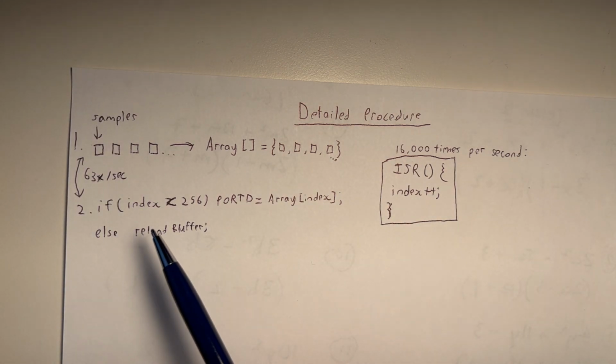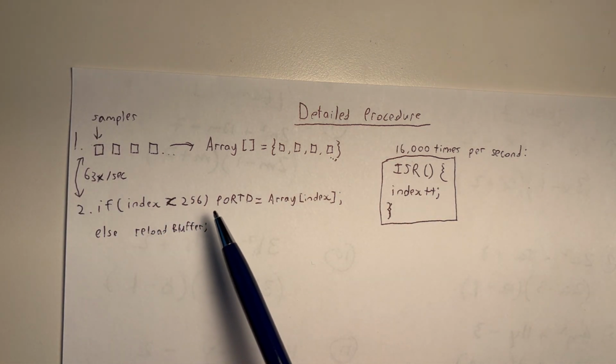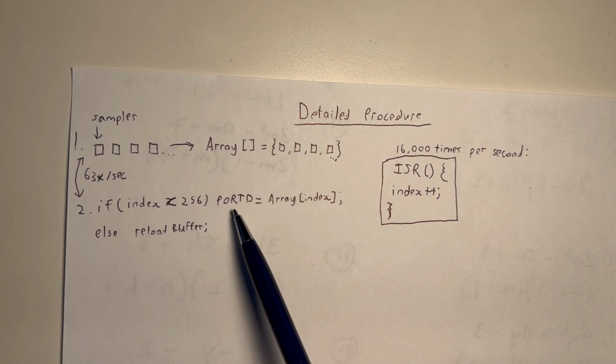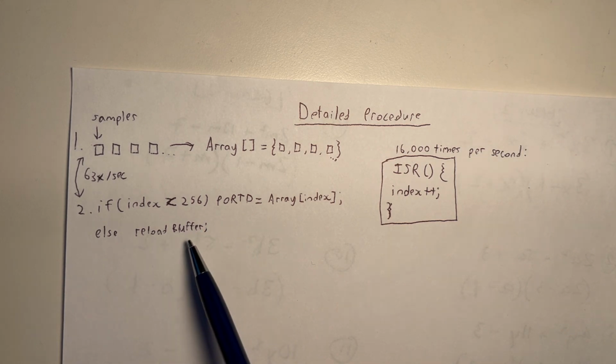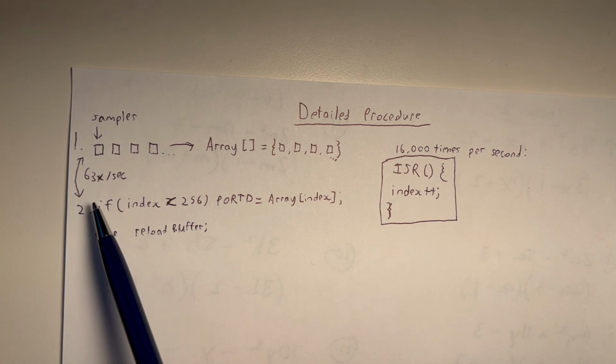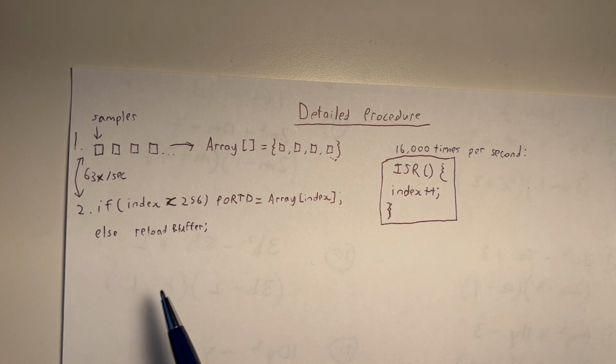Then, in the loop of the code, the value of the current index is simply placed on port D, which is attached to the R2R ladder. Then, each time it gets to the end of the array, it reloads the buffer. This reload process occurs around 63 times a second to achieve a sample rate of 16 kilohertz.